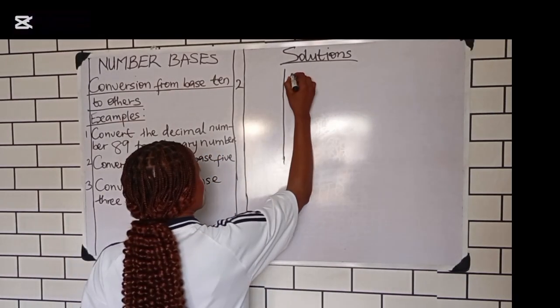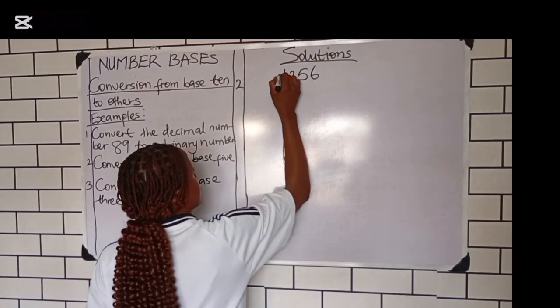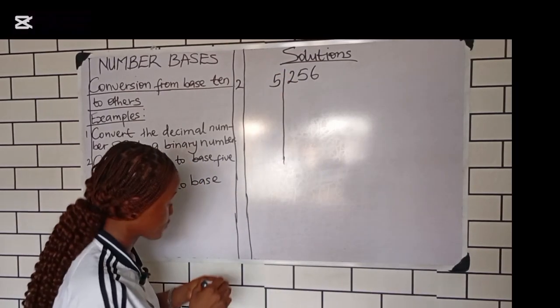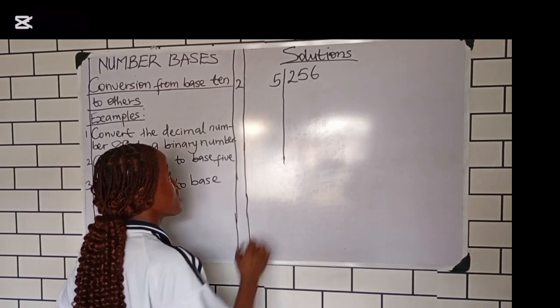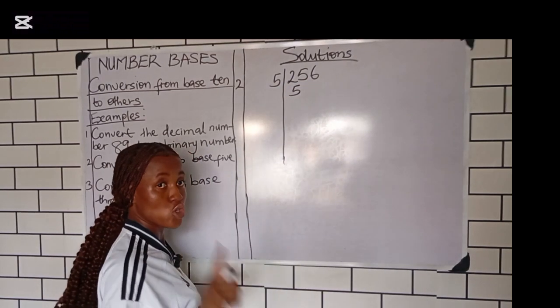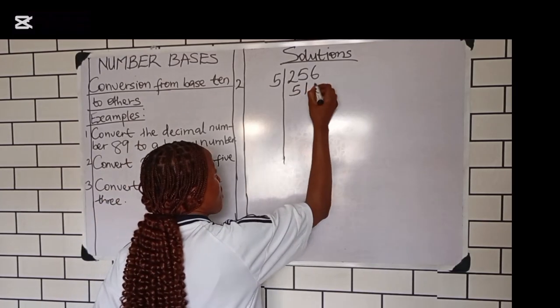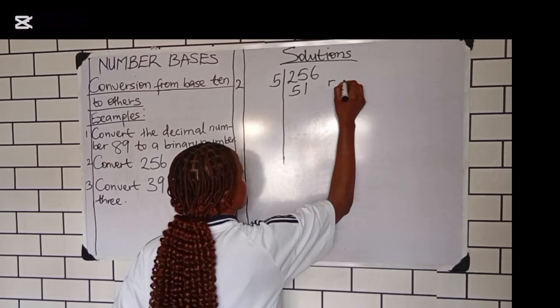Now we have our 256. We have our 5 this side. Now we go 5 divide 25, which gives us 5. 5 divide 6 will give us 1, remainder 1. Write your remainder, just one letter R. I can use capital or any of them.